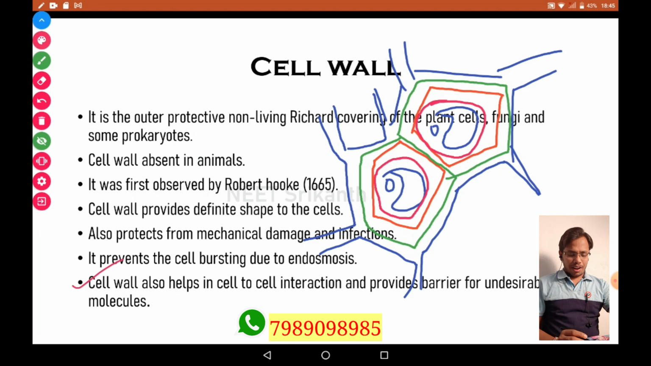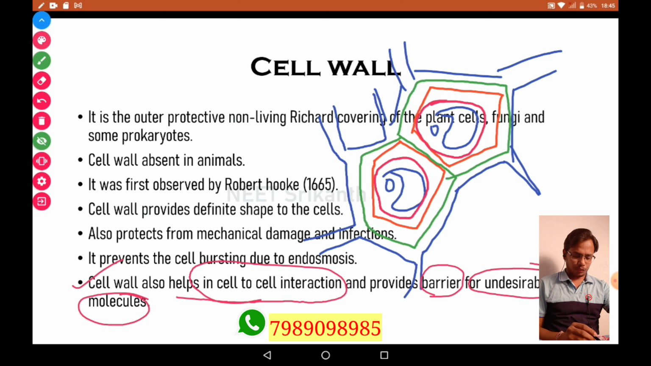Next, the cell wall also helps in cell to cell interaction, and it also provides a barrier for undesirable molecules. What is the first one? The cell wall also helps in cell to cell interaction. For example, these are 2 cells. One is the A plant cell, and another one is the B plant cell. Both are plant cells, neighboring cells. Between the neighboring cells, molecules are transferred from one cell to another through the cell wall. Some of the molecules are transferred through the cell wall. So that is called cell to cell interaction.